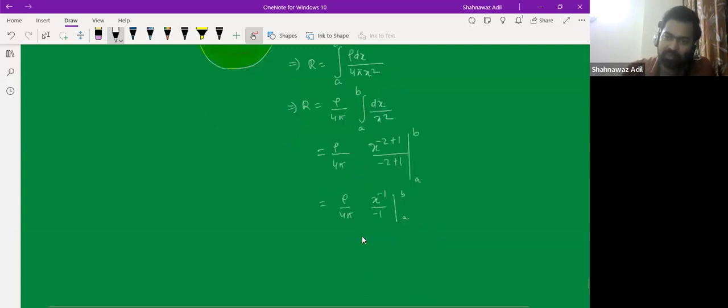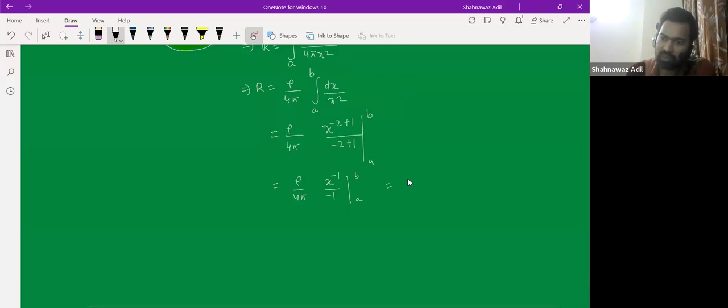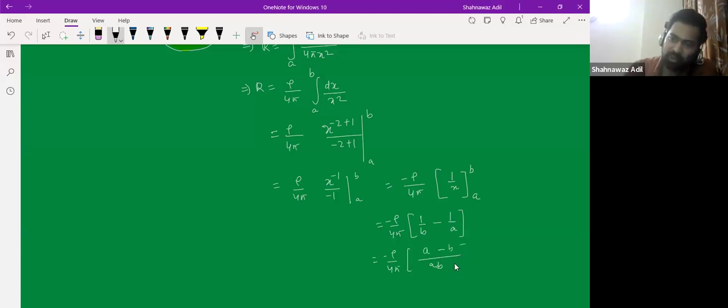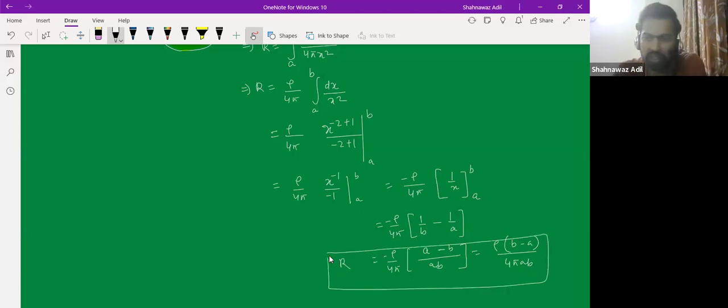So what is this thing? We can take this minus outside. So this is minus rho by 4 pi and 1 by x, limit b to a. So what would this be? Minus rho by 4 pi and then 1 by b minus 1 by a. So we can write this as ab, b cancel, so we have a cancel, we have b. This minus goes inside. So rho into (B minus A) divided by 4 pi AB. So this would be the resistance of the hollow sphere. Is it clear, guys? Is it clear?